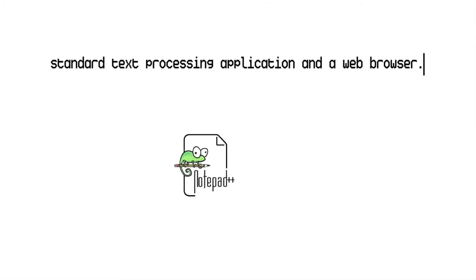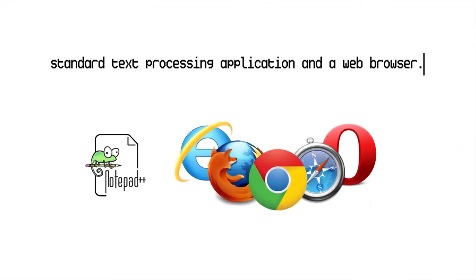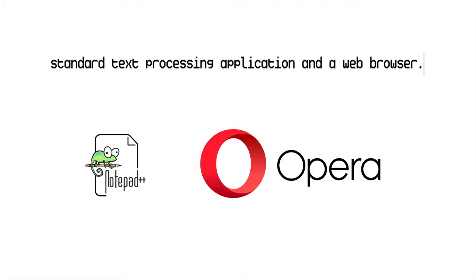To follow along with us and build your own site, the only tools you need are a standard text processing application and a web browser. For the browser, you can use any web browser application you like. To make things easier to start out, I recommend a modern version of a WebKit browser like Chrome or Opera. You can also use Firefox. For the lessons, I will be using the Opera browser.